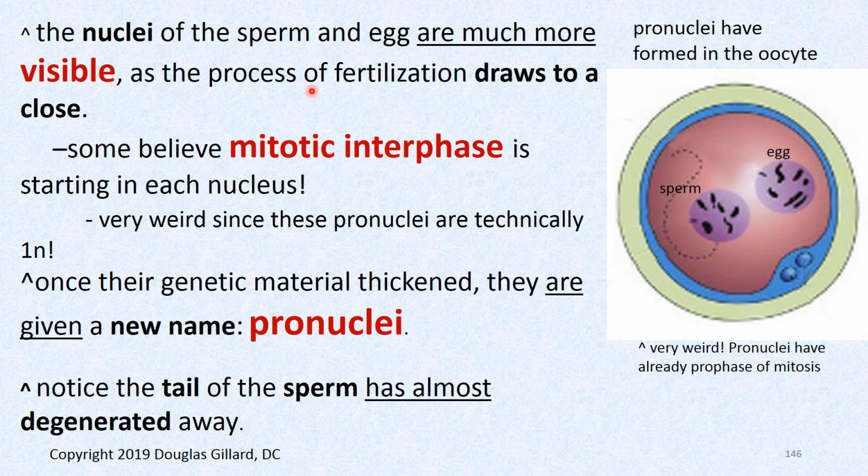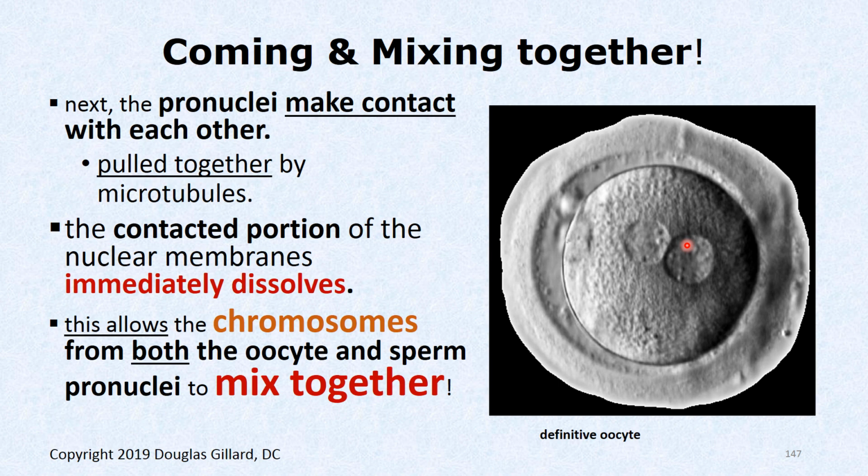So, everything I've already said. Meiotic interphase is already started. Once the chromosome genetic material thickens to this point, these get a new name, and they're not called the nucleus anymore. They're called the pronuclei. That means that they've gone through interphase, and they're getting into prophase now because they're thickening, and that's called pronuclei. And that means they're almost ready to bind together. That sperm tail is just about degenerated away. You can barely see it.